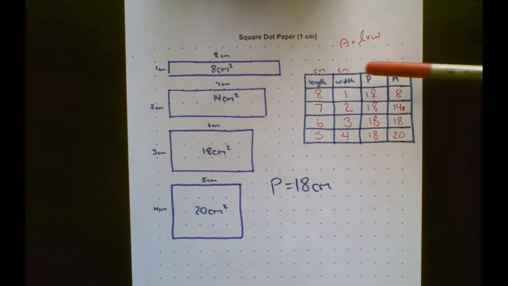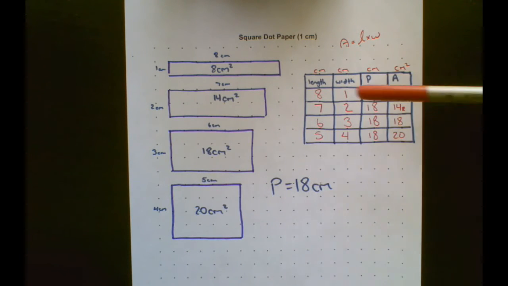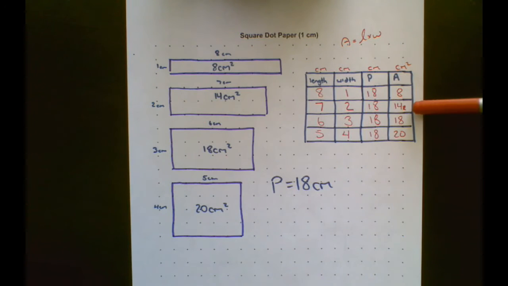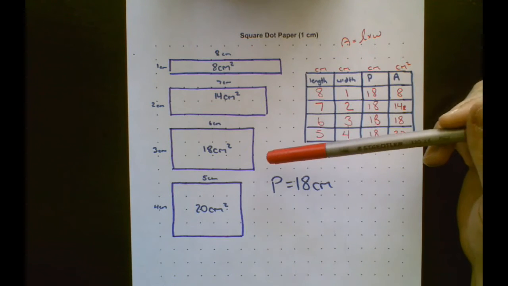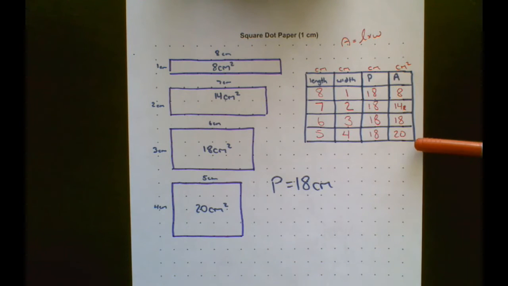So this top one, we've got an area of 8 centimeters squared. This second one is 14 centimeters squared. Next one is 18 centimeters squared, and this one is 20 centimeters squared. So if you want to change the area of something, just change the side lengths. You could have the same amount of perimeter, but overall it looks different.